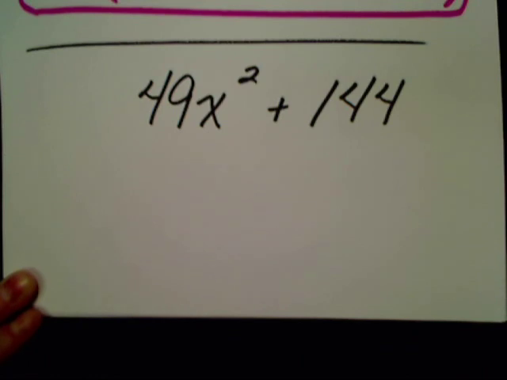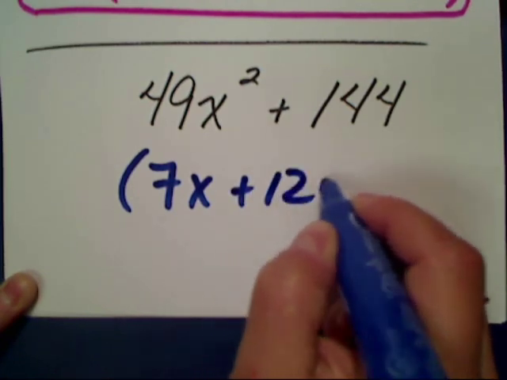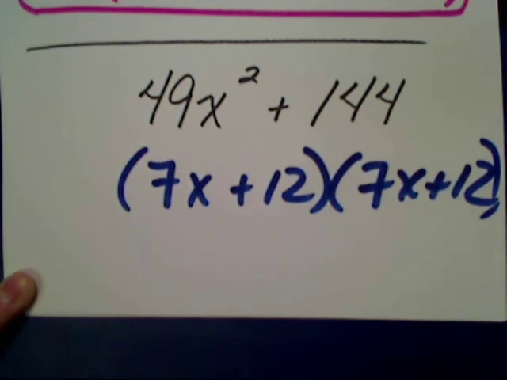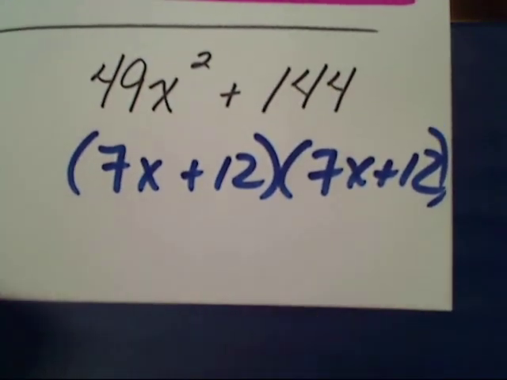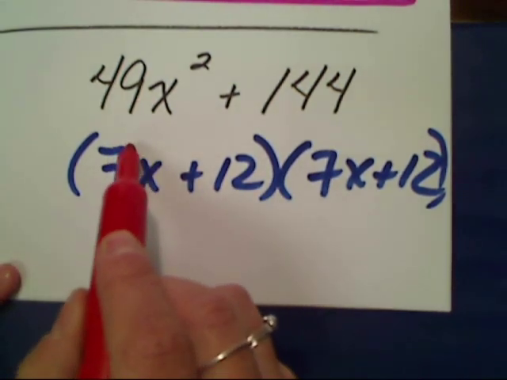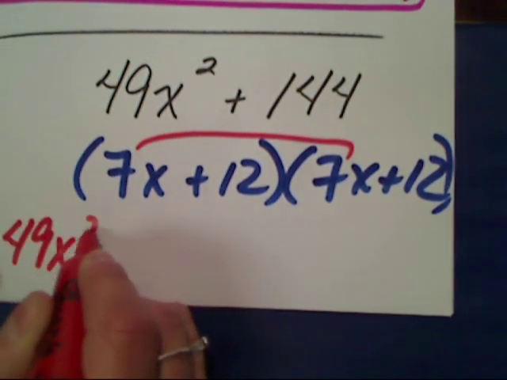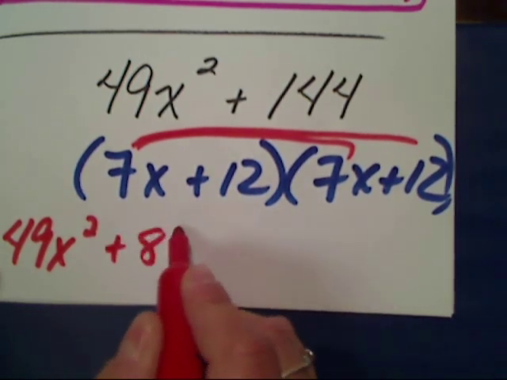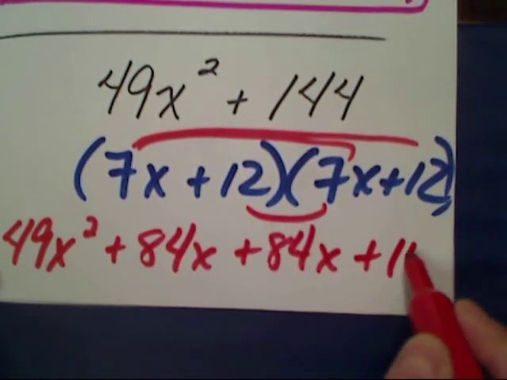Oh, then it's 7x plus 12 and a 7x plus 12. Well, try FOILing that out once. Do you get 49x squared plus 144 as your final answer? Remember to do all stages of your FOILing. Well, that gives me my 49x squared. The outside I have 7 times 12 is 84x. Inside I have another one of those, and then I have my 144.